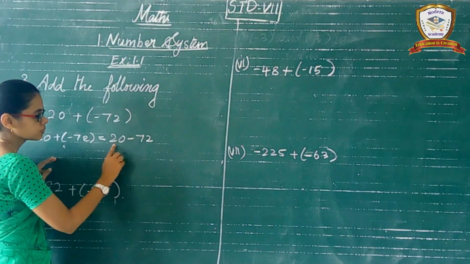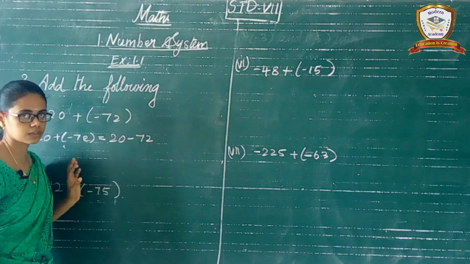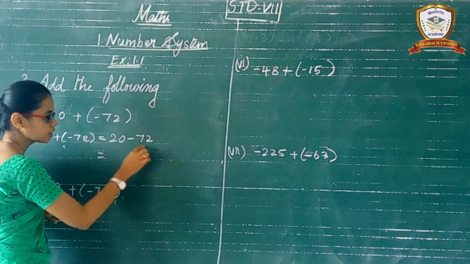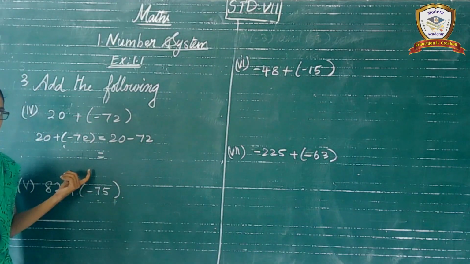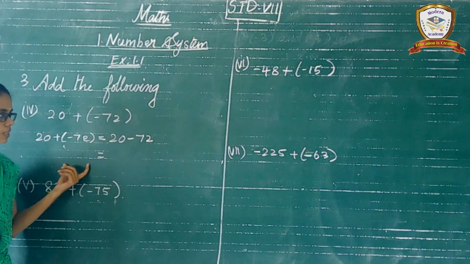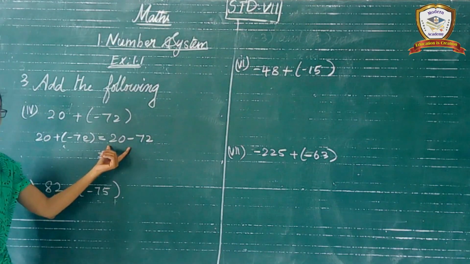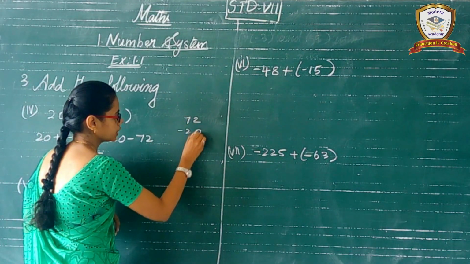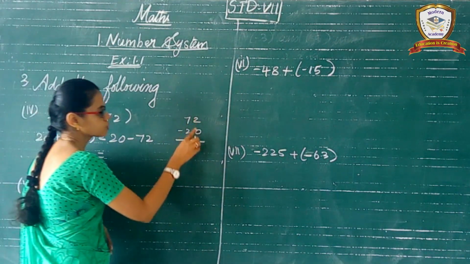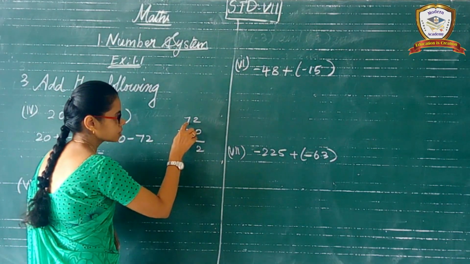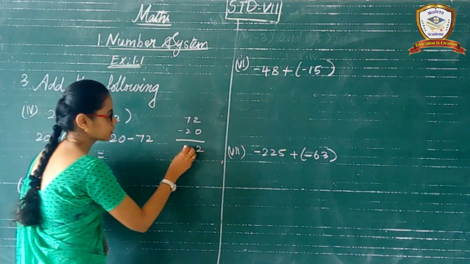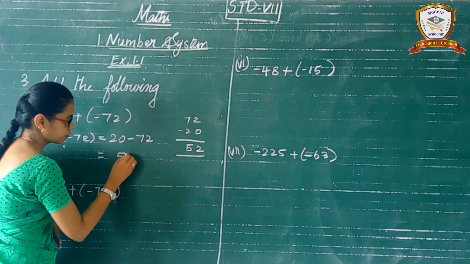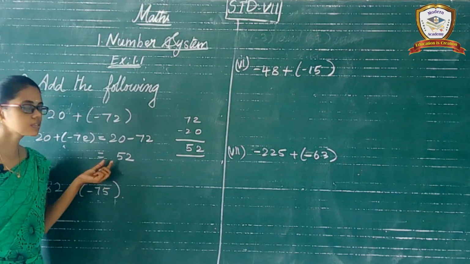And see, both are different signs, isn't it? Here positive, here negative. So different sign means we need to subtract the number. Same sign means we need to add. Different sign means we need to subtract the number. So 72 minus 20. First we subtract the number. 2 minus 0, 2. 7 minus 2, 5. So we write here 52, and you mention the symbol.